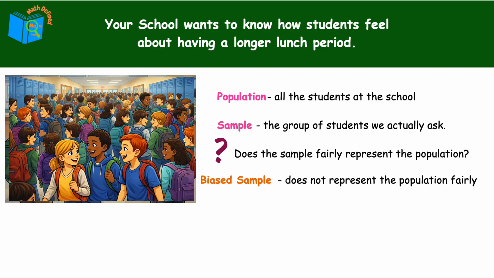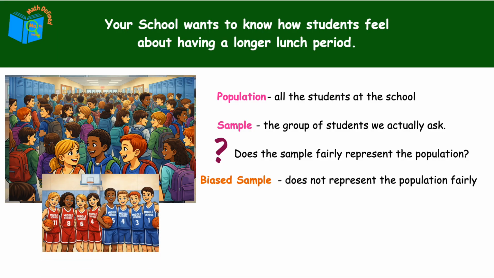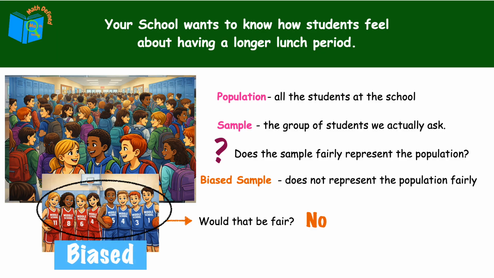Let's go back to our lunch example. Suppose we only ask basketball players whether they want a longer lunch period. Would that be fair? No, because basketball players are only one small group in the school. That sample leaves out lots of other students, so it does not represent the whole school fairly. That would be a biased sample.